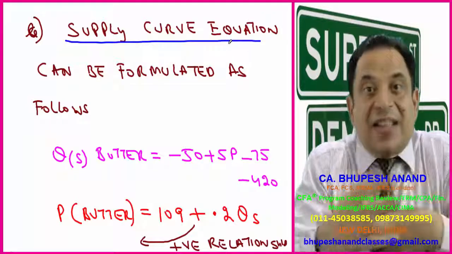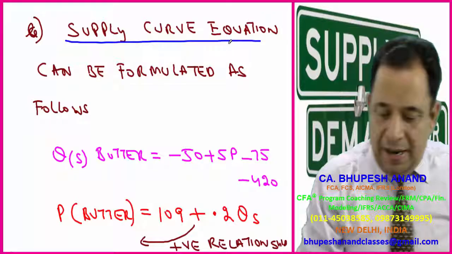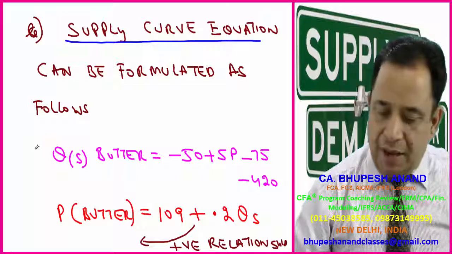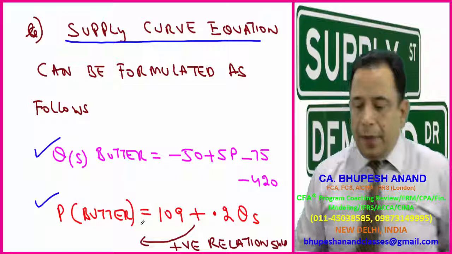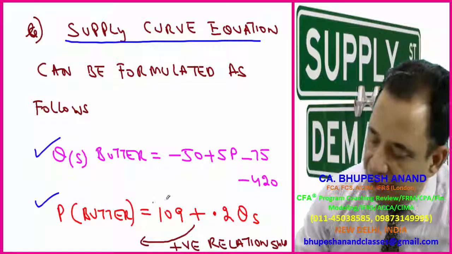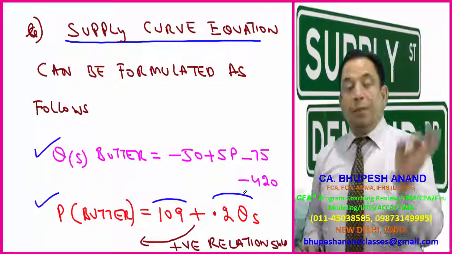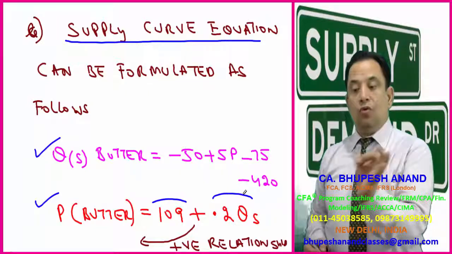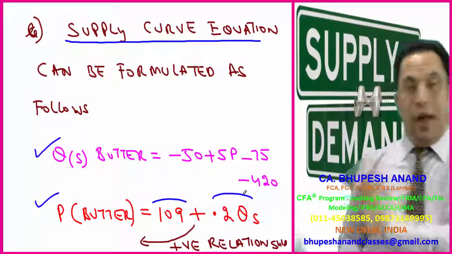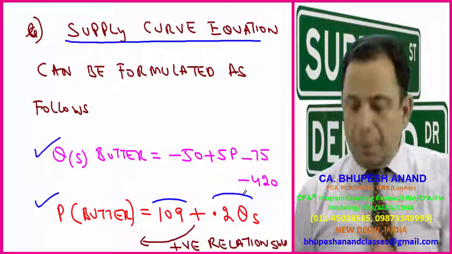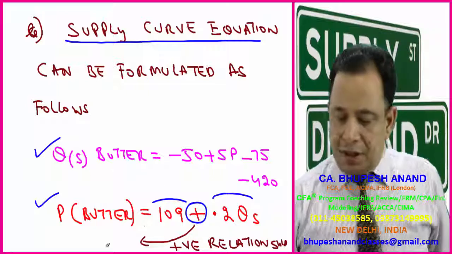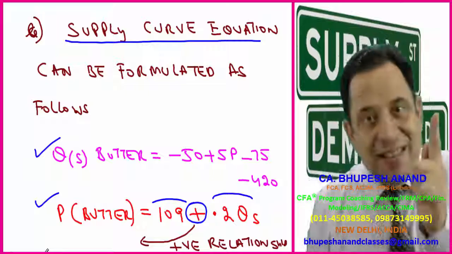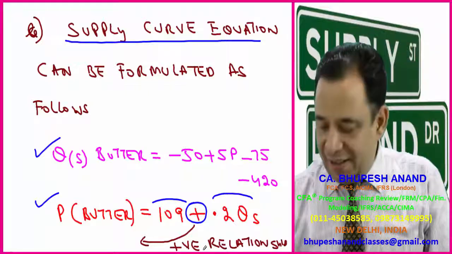And if I invert that supply function, my equation will be like this. Price of butter will be equal to 109. I have just fed it the figures and I have written price of butter is equal to 109 plus 0.2 Qx by solving this equation. Now, there is a positive relationship between price and quantity supplied.